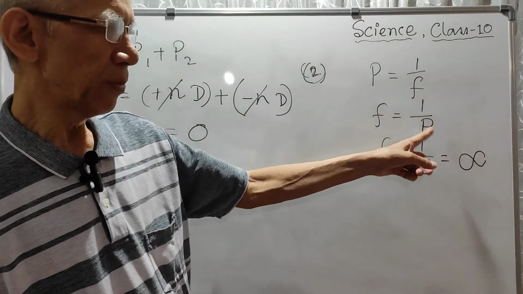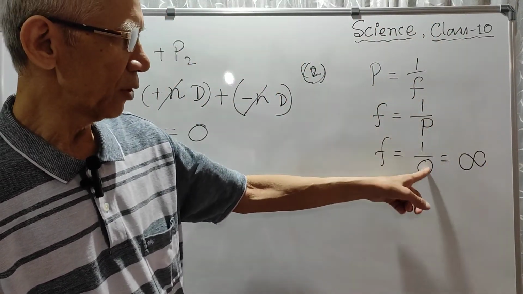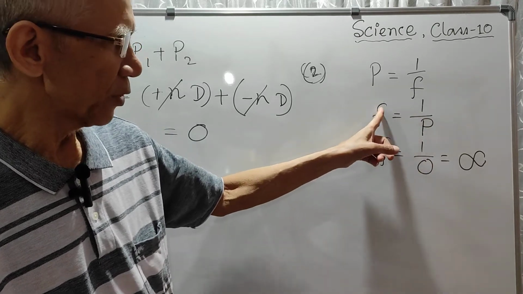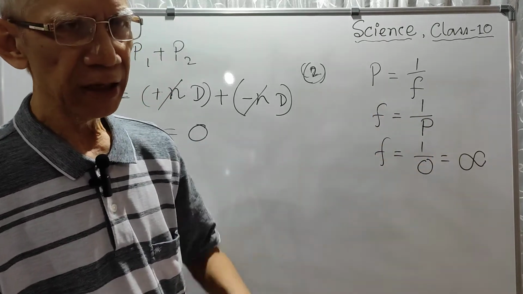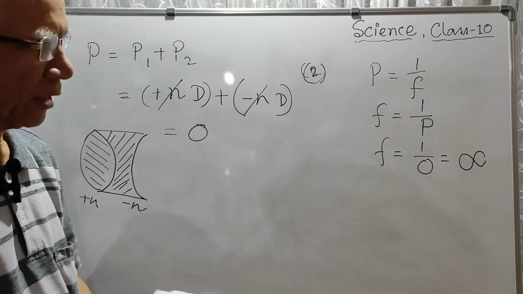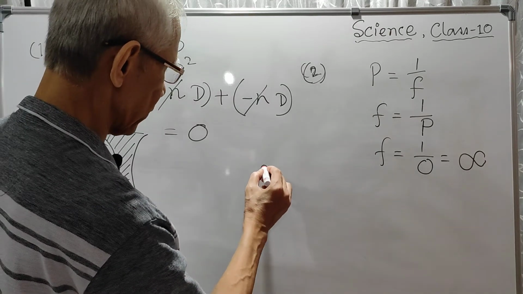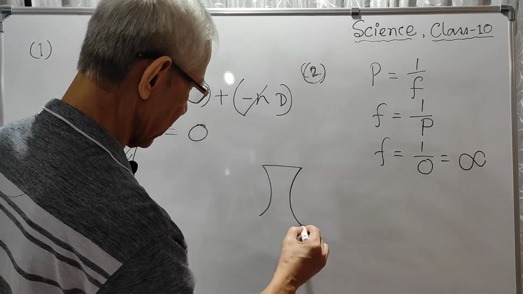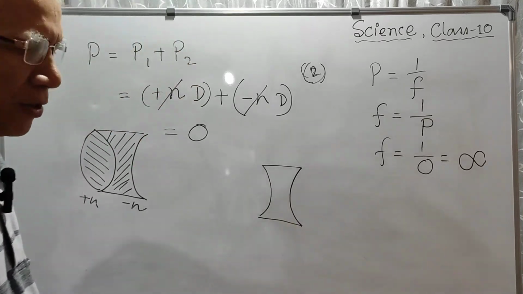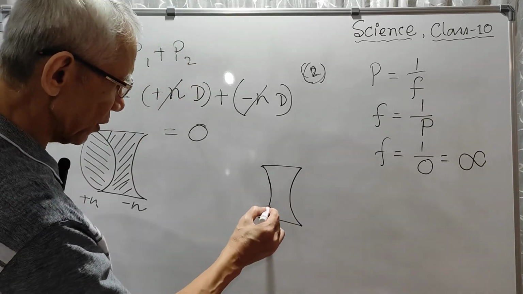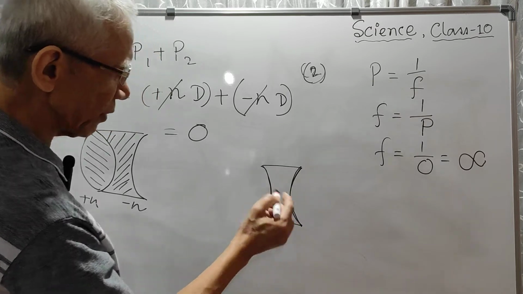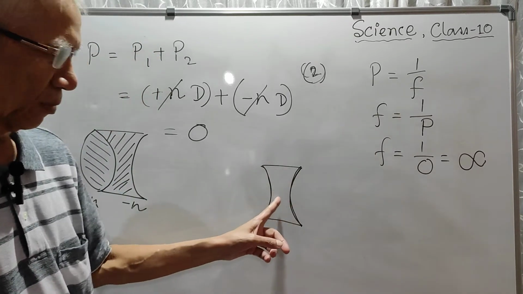So if we want to make a lens of power 0, P0, therefore that lens should have focal length what? Infinity. That means infinitely large. All right. Now suppose this is a lens. Now this is a curvature. Now they have definite focal length which is not 0.